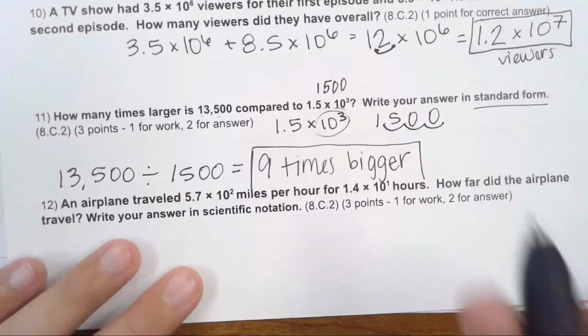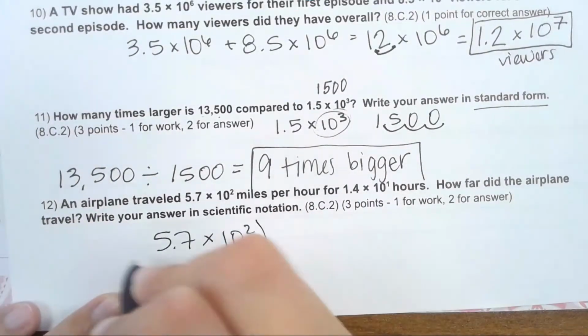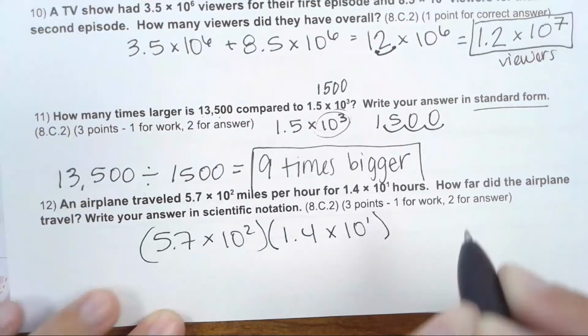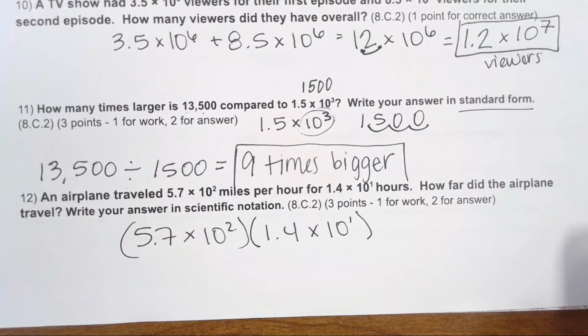So again, guys, when you are multiplying or dividing with scientific notation, you do not have to have same base to the same power, okay? If you get same base to the same power, then we're going to get different answers here, okay?